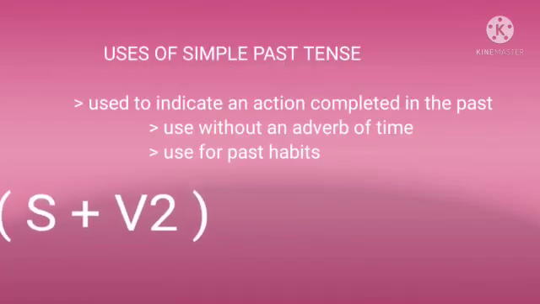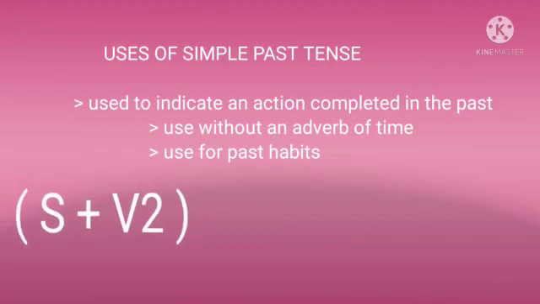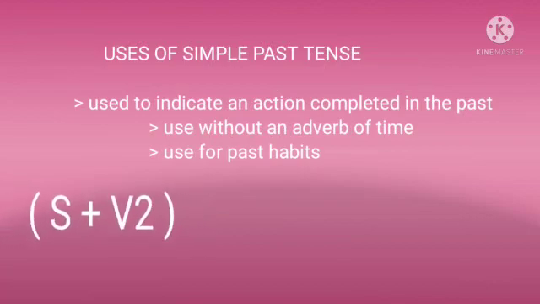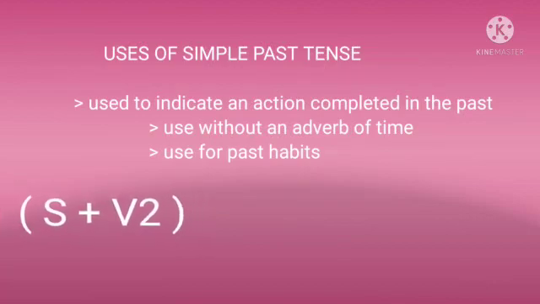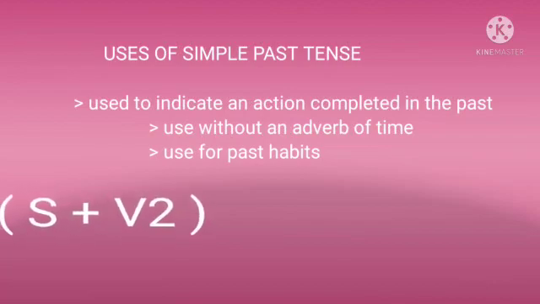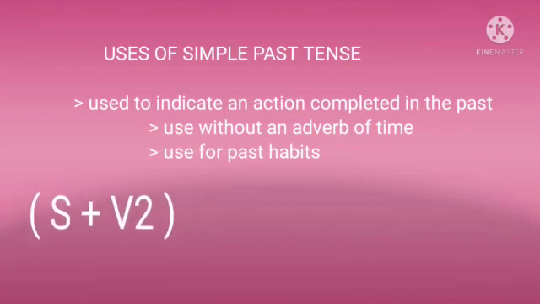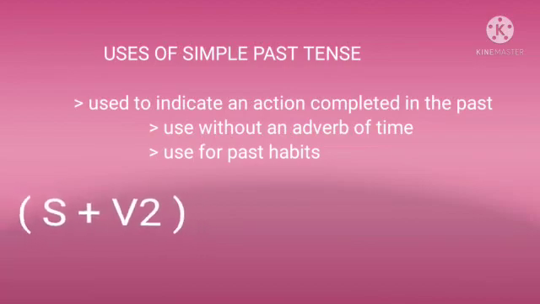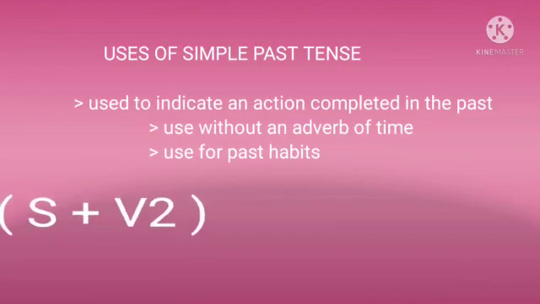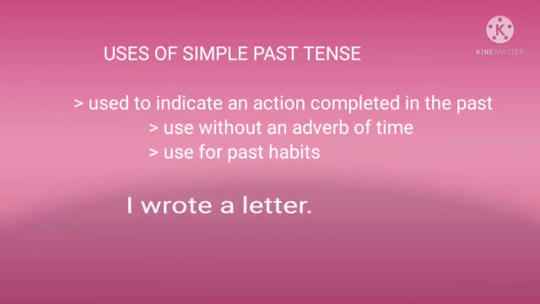The use of simple past tense is that it is used to indicate an action completed in the past. And it often occurs with adverbs or adverb phrases of past time. Now you can see the example over here. Example: I wrote a letter. Here I is the subject and wrote is V2 of write.